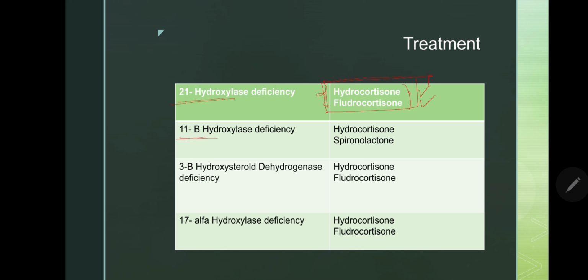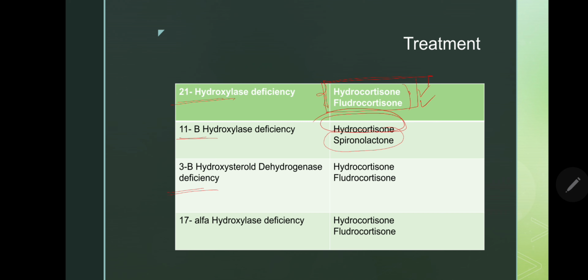In 11 beta hydroxylase deficiency, as there is an increased amount of mineralocorticoid and a low amount of hydrocortisone, we have to give hydrocortisone. As there is hypertension, we have to decrease the hypertension by giving spironolactone. So this is the treatment of choice.